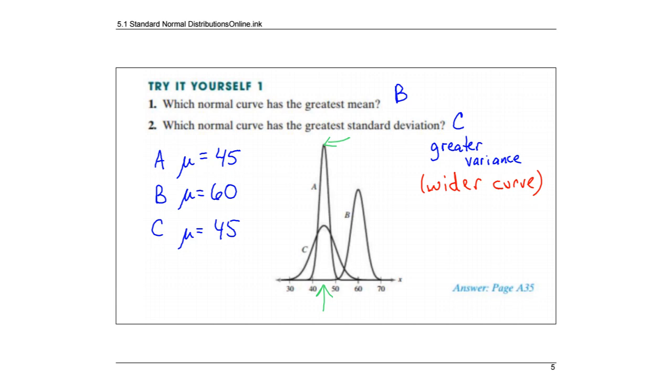And C is the same way, right? C has the same mean. It has a different standard deviation, but it has the same mean. Now B, the highest point is right here. So if we come down to the number line, you see that the mean is 60. So the curve with the greatest mean is going to be B. Now, when we're looking for the greatest standard deviation, that's when we look for the width. And so of these three, C is the wider of the three, and so it has the greatest standard deviation.